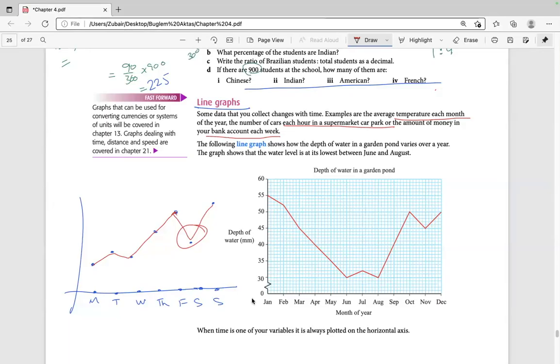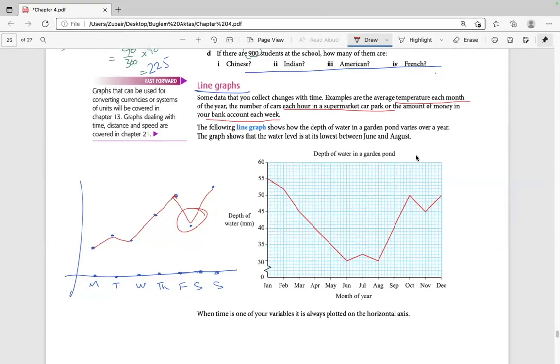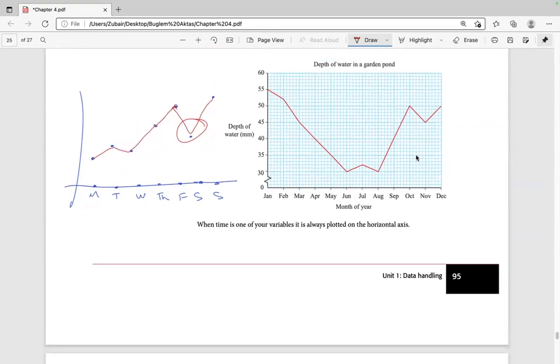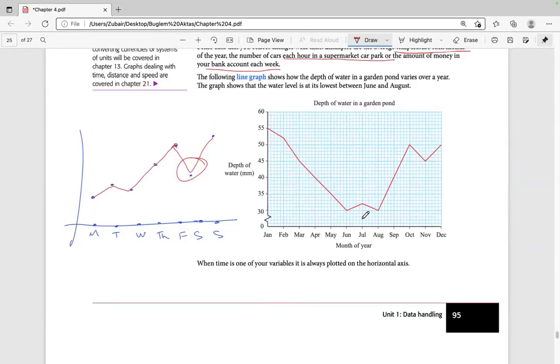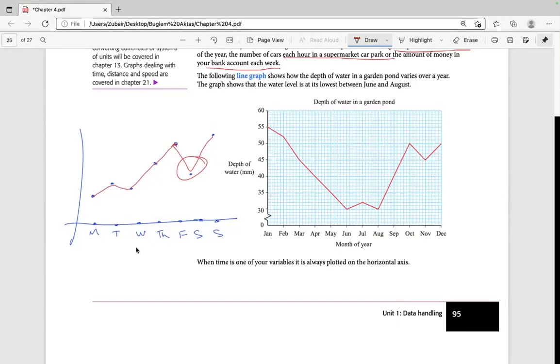Expenses and then earnings. So the following line graph shows how the depth of water in a garden pond varies over a year. The graph shows the water level is lowest between June and August, the hottest months, probably because of evaporation.